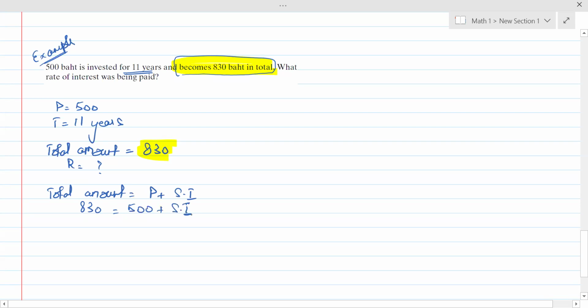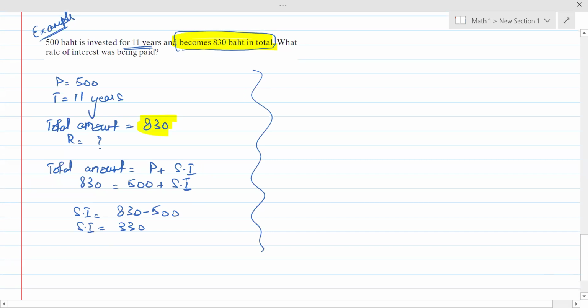So this will help us in finding the simple interest first. Without knowing the simple interest, we cannot use the simple interest formula. So here, simple interest was the first thing to be found. Simple interest would be equal to 830 minus 500, and we'd get this as 330. And now with the simple interest found, we can easily use the simple interest formula for the rate to be found.